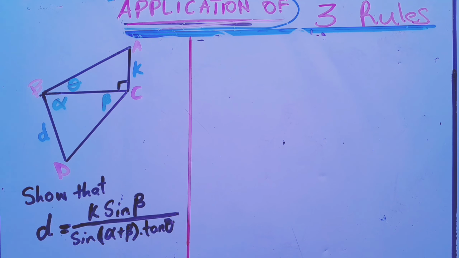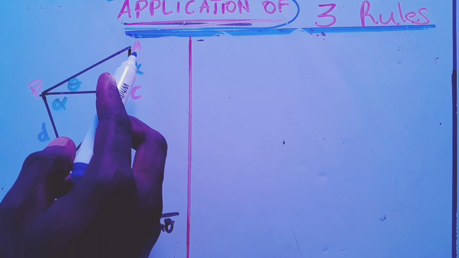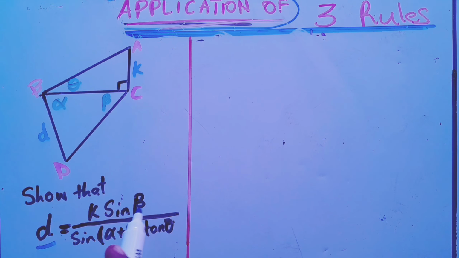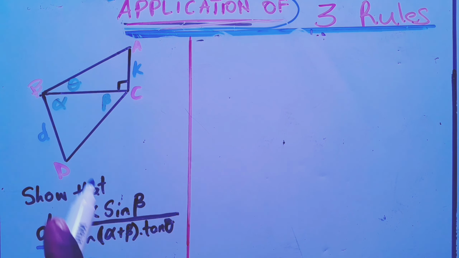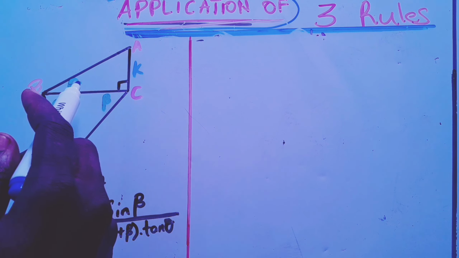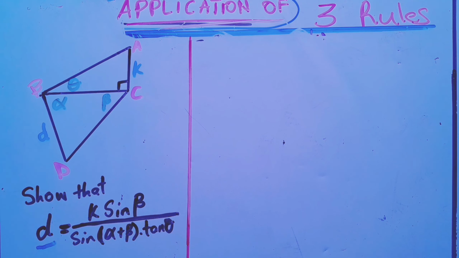Okay, so this is the situation that we're having. We are told to show that d, which is this small side, is equal to k, which is this side, sine beta, so the sine of this angle, all over sine of theta plus beta, multiplied by tan of theta. So if we are checking this situation, we're having two triangles. Can you see we're having two triangles?